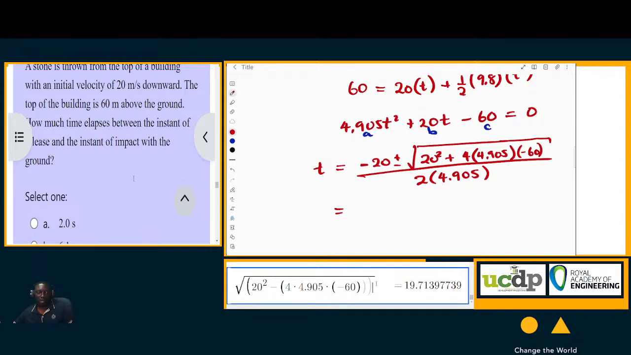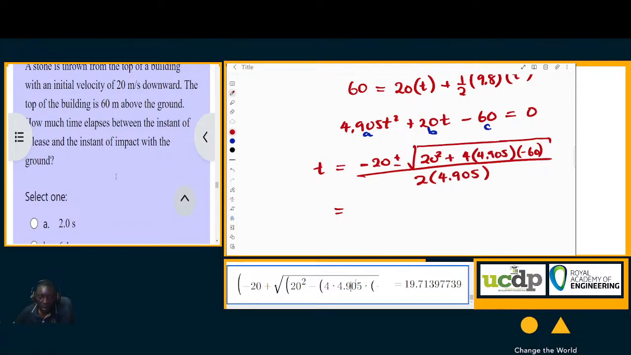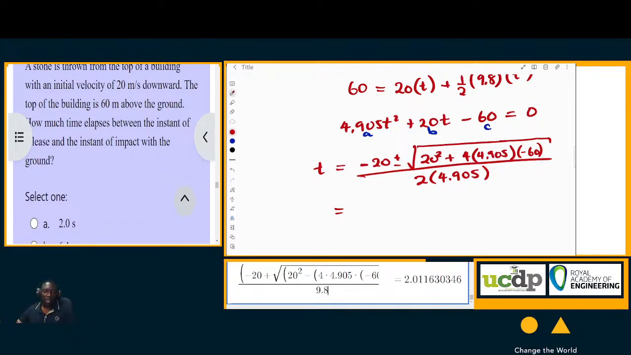Okay, so it's supposed to be everything over. Open that and go to the other side. Everything is divided by 9.8. 4.905, okay, 4.91 is 9.8. Okay, 2.011. Okay, there's my 2 seconds as well. I also got 2 seconds.